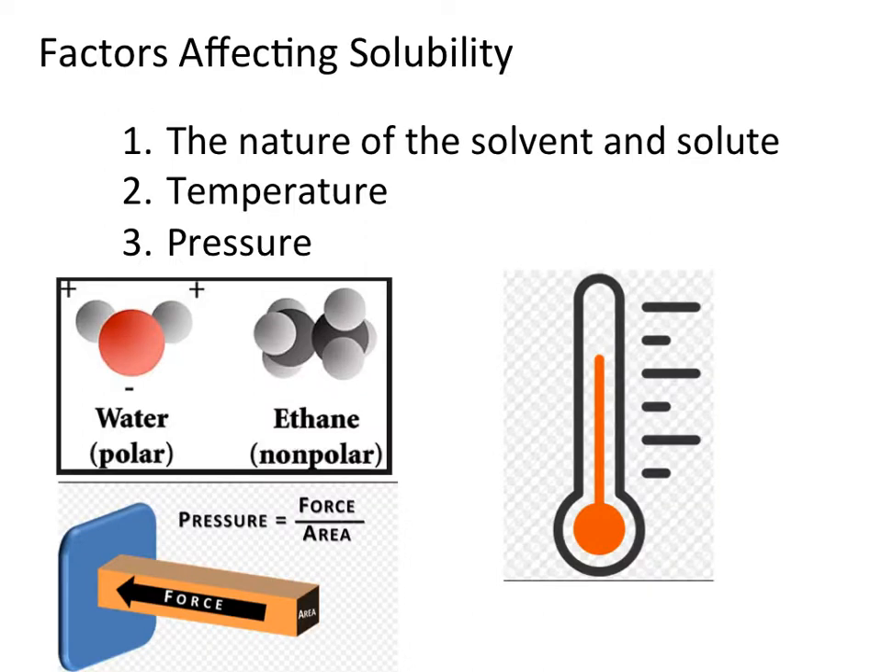So we've discussed solutions and the way that they're formed, energetically speaking. So now we're going to look at the factors that affect the solubility, or the ability of a solute to dissolve into a solvent. So first factor is the nature of the solvent and solute. So polarity, charges, things of that sort. The next thing that's going to affect solubility is temperature, and the last thing is pressure.